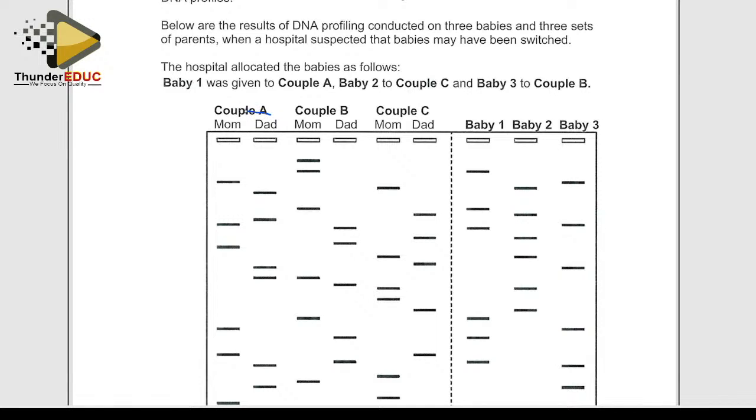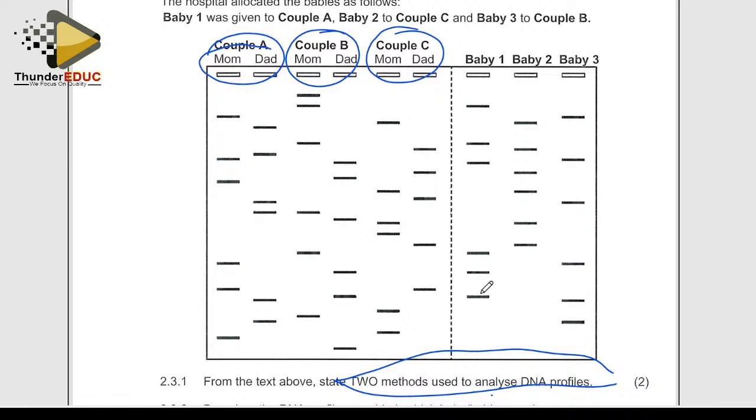So what you need to do is go across each bar. You have to match them using a ruler. Yes, you have to use a ruler and then you see that these things are matching. After I did my matching on the screen here, I saw that baby number 2 was correct with couple number 2.